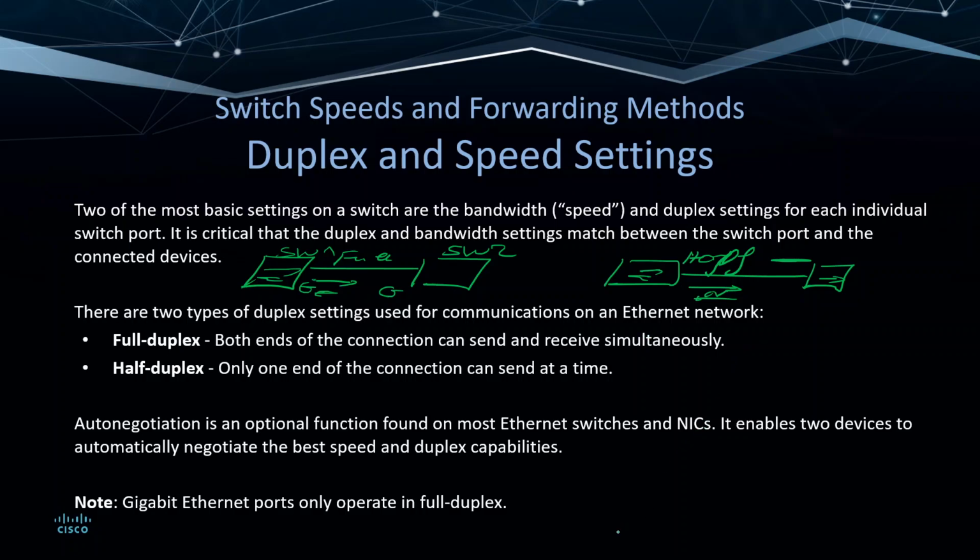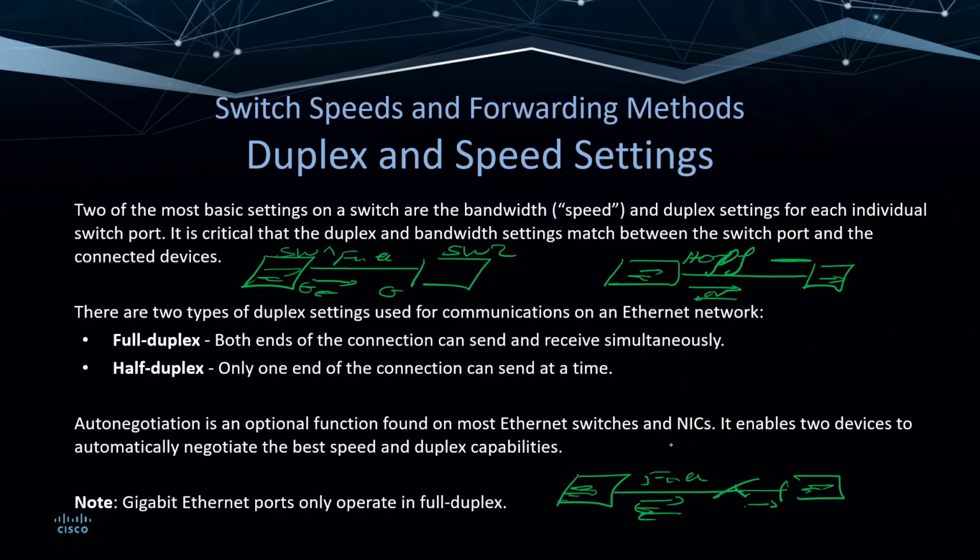So what happens if you have, for example, switches connected like this? Let's say this is a gigabit Ethernet switch, this side is full and this side is half. Then this side will be overwhelmed. This one can send and receive, but this one can only receive or send at a time. This causes collision on the other side. That's why you need to hard code the speed.